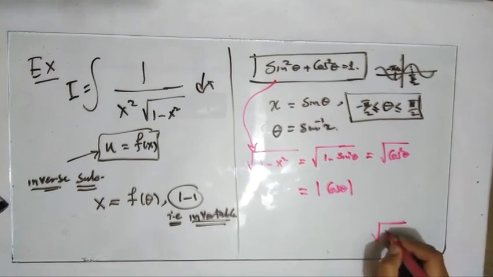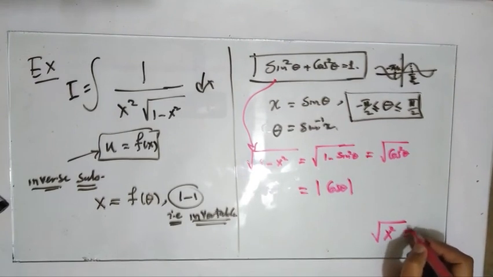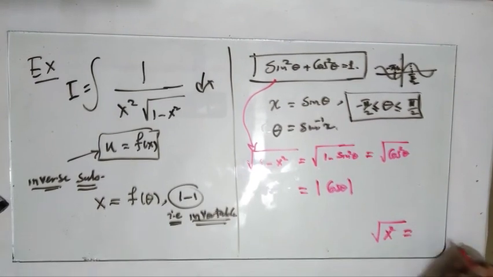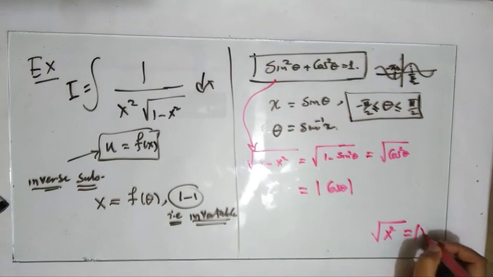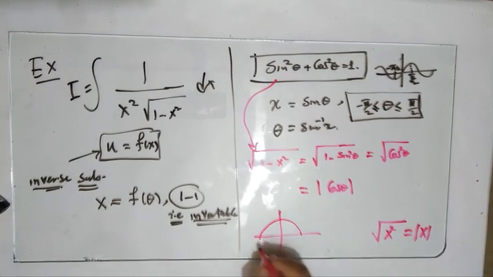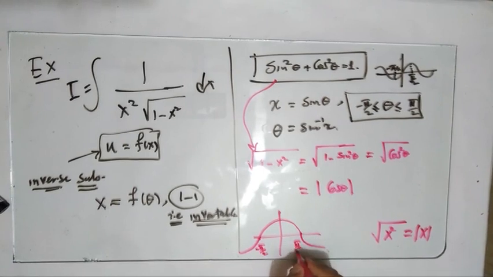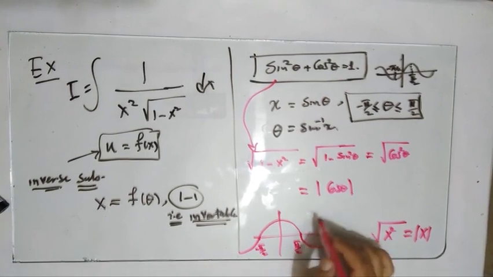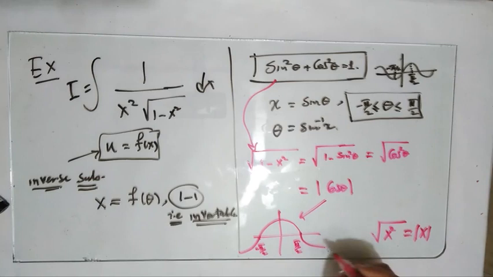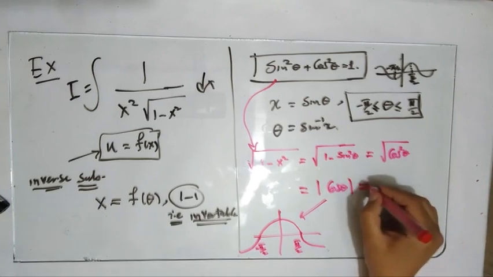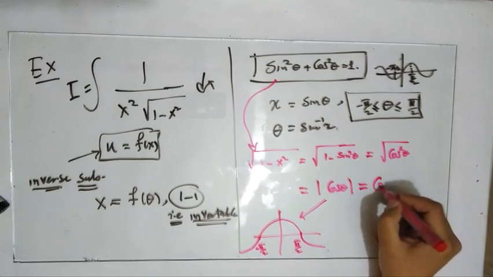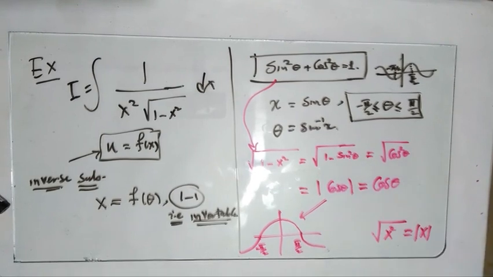The square root of x squared does not equal x, because we know that the square root is a positive function, so the square root equals the absolute value of x. The graph of the cosine is something like that. From negative pi over 2 to pi over 2, we can see that the cosine is a positive function in this interval. So actually we can remove this absolute value, and we can go and solve directly.